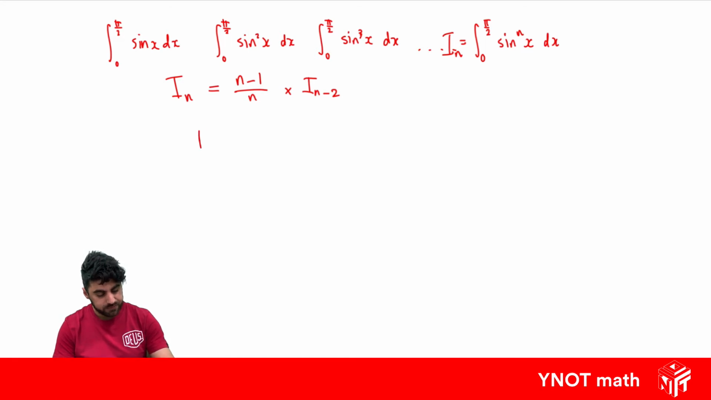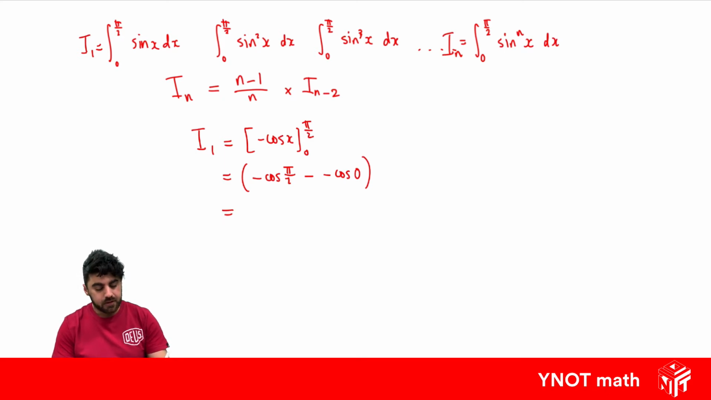because if we did that, I1, so let's call this one I1, we know that the integral of sine is minus cos from 0 to pi on 2. Evaluating this, we get minus cos of pi on 2 minus cos of 0, and cos of pi on 2 is 0, so we just get 0 minus minus, which is plus, cos 0 is 1, and we get 1.